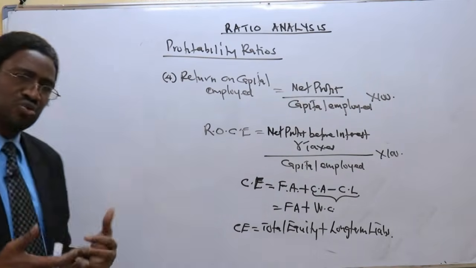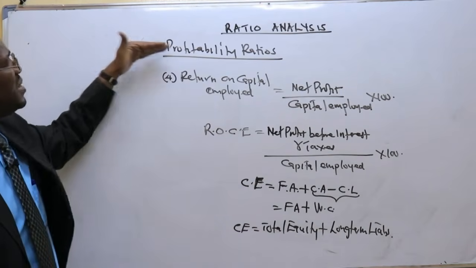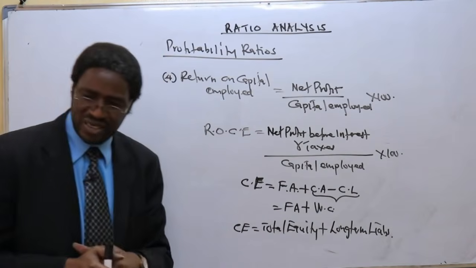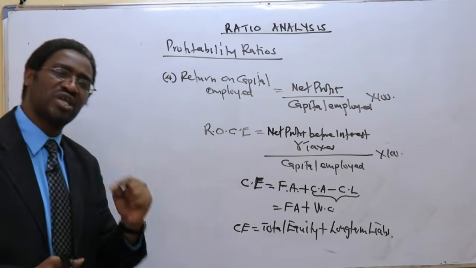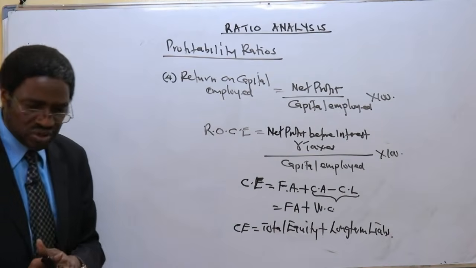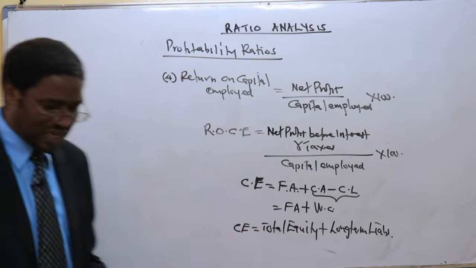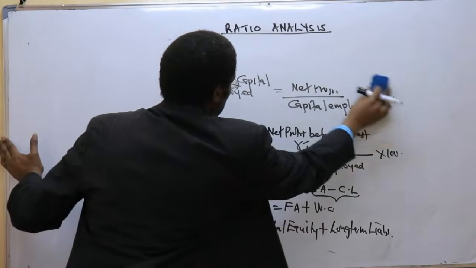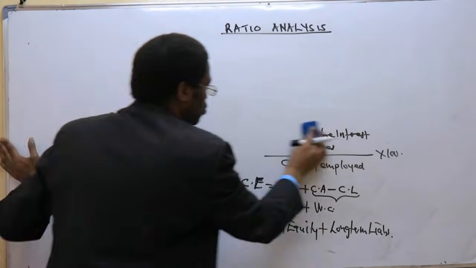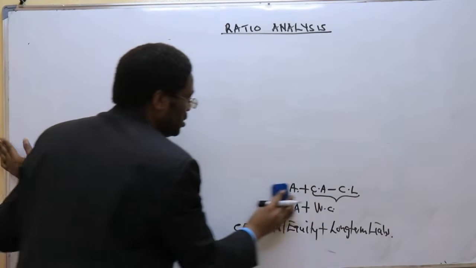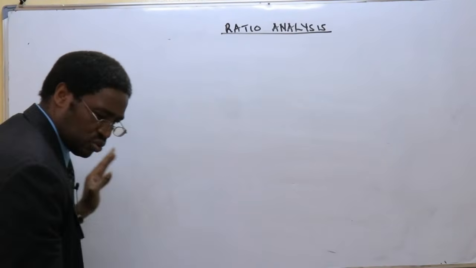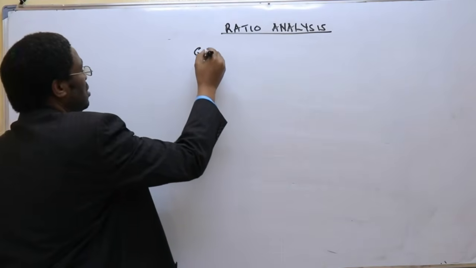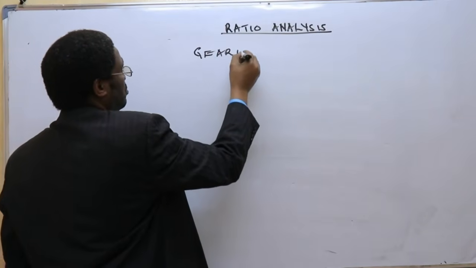So I am through on the profitability ratios. I want to go to the next class of ratios. And the next class of ratios is what we call gearing ratios. So we are through with the profitability ratios, so let's now move on to what we are calling gearing ratios.